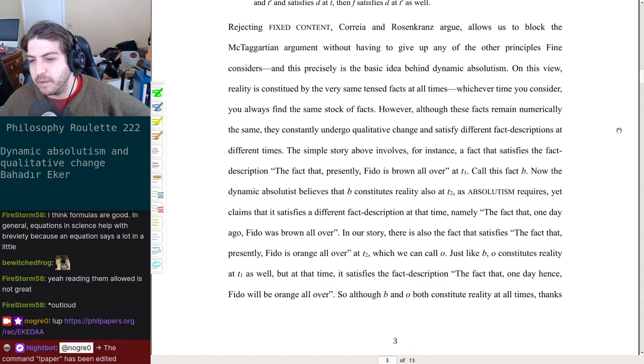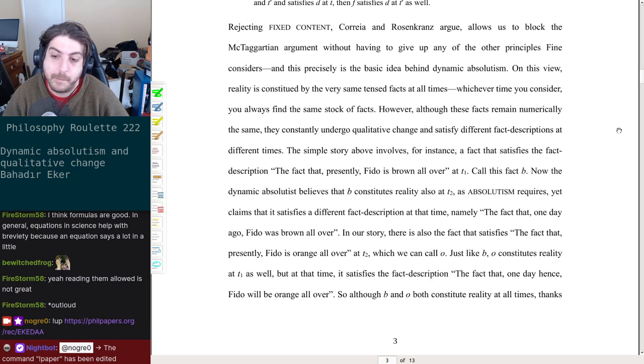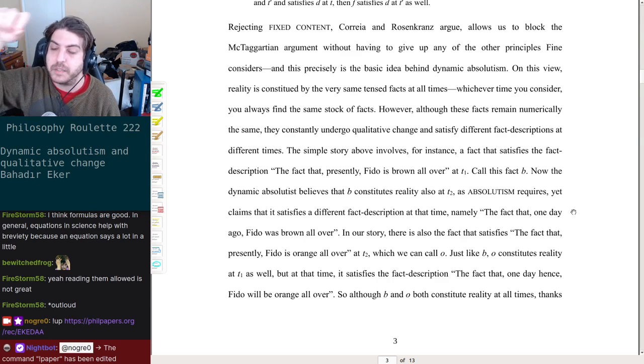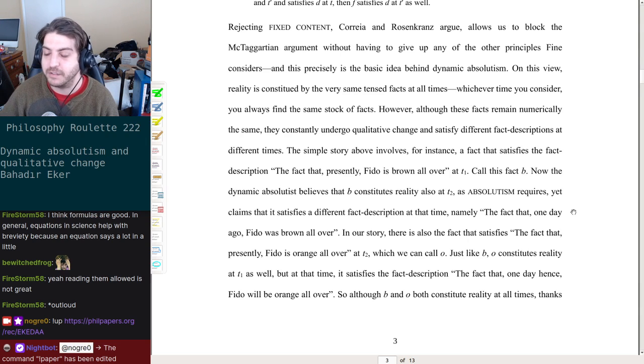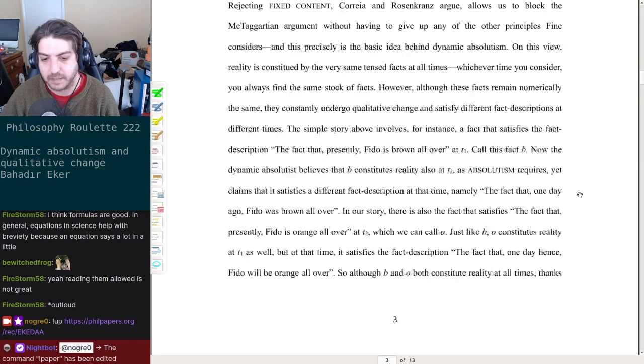The simple story above involves, for instance, the fact that satisfies the fact description, the fact that, presently, Fido is brown all over at T1. Call this fact B. Now, the dynamic absolutist believes that B constitutes reality also at T2, as absolutism requires, yet claims that it satisfies a different fact description at that time, namely, the fact that 1 day ago, Fido was brown all over. Aha. So that is what they're doing. They're referencing back to the previous time. So you have to always be keeping your time index. You have to be on top of your time indexes whenever you state facts.